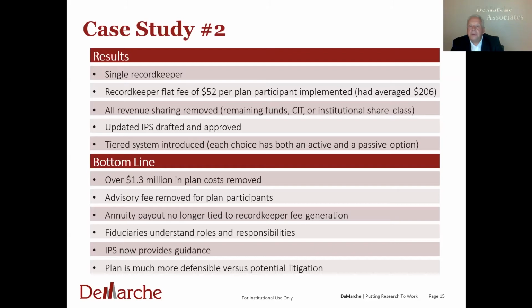The advisory fee removed for plan participants, that $160 fee that most of them, I'm sure, had no idea about, was removed. We made a change so the annuity payout was no longer tied to record keeper fee generation. We reviewed again the roles for fiduciaries and their responsibilities. The IPS now again provides that really important guidance, and we feel very strongly the plan is much more defensible versus potential litigation.